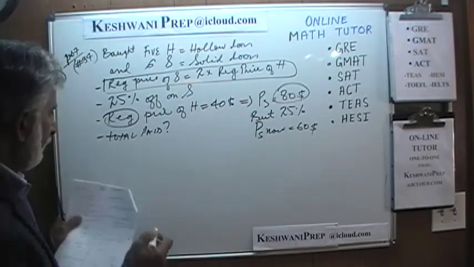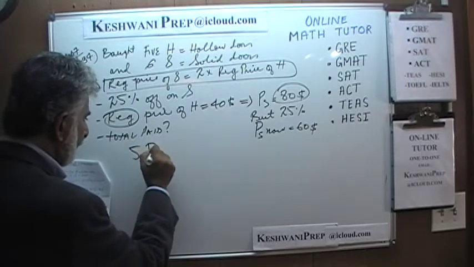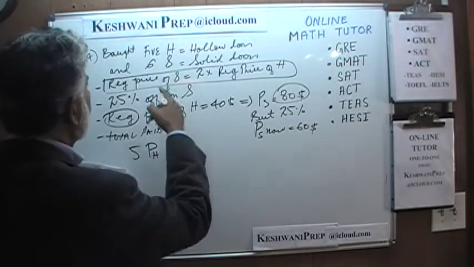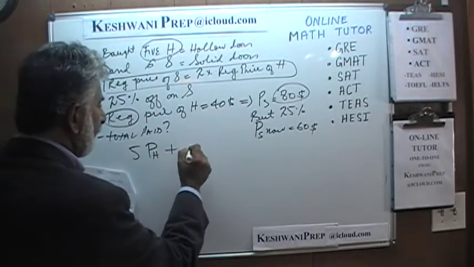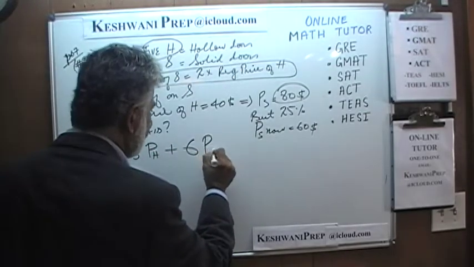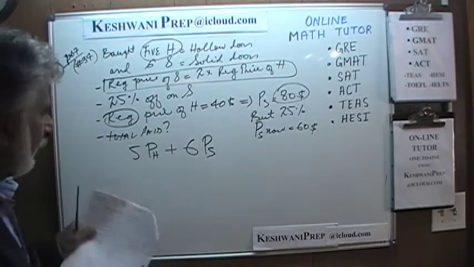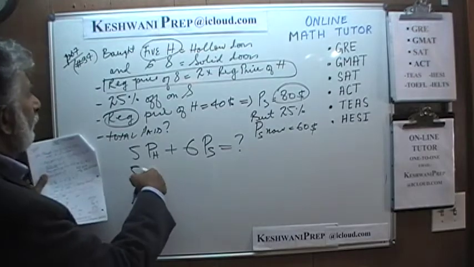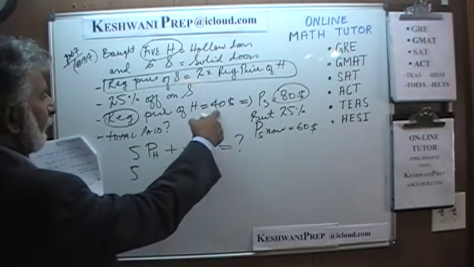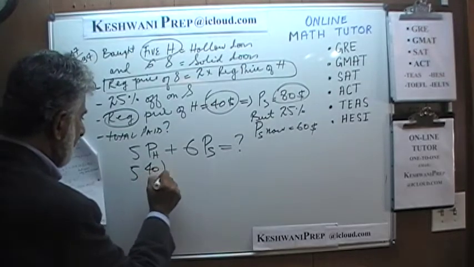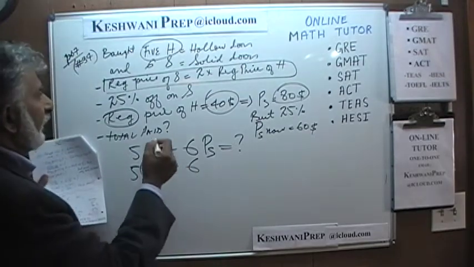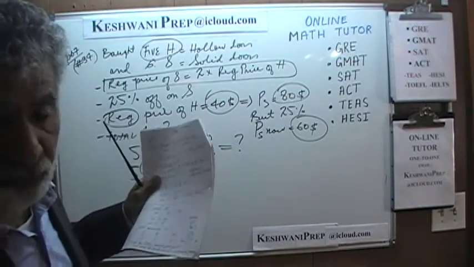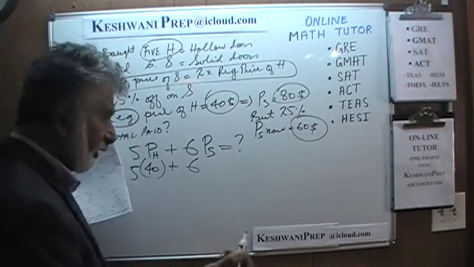That's it, we're done. We bought 5, so here's the price of a hollow door. P with subscript H is the hollow door. We bought 5 of those right here. Plus, we bought 6 of the solid doors, so here's the price of the solid door. Price of a hollow door, we are told, is $40. We bought 6 of the solid doors, and the solid doors we just figured out are $60. They are usually $80, but because of the sale, they're $60 because they're 25% off.